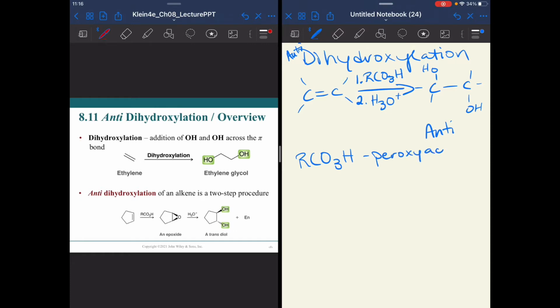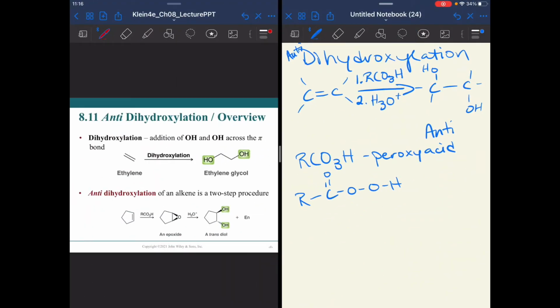RCO3H is a peroxy acid. This is a new functional group. It is whatever your organic compound is, a carbonyl, OOH. So it's like a peroxide and a carboxylic acid had a baby, right? Or smushed together. And you will most frequently see it written like this because it's easier to type. But you should recognize the functional group.